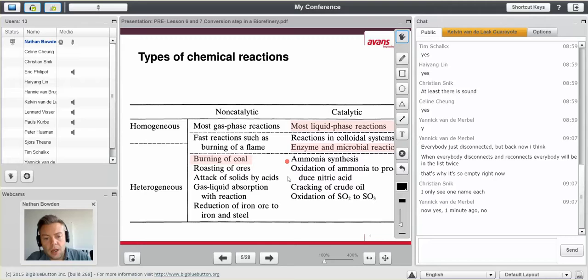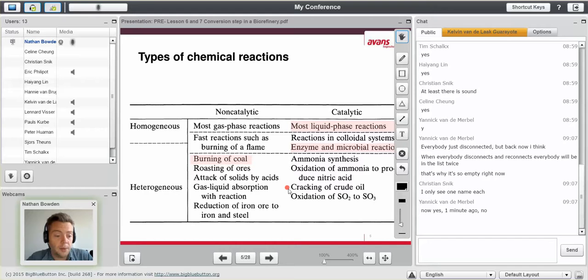A heterogeneous catalytic is, for example, ammonia synthesis, the oxidation of ammonia to produce nitric acid, the cracking of crude oil. If you didn't know that, what does cracking mean? Cracking is the industrial jargon used for the production of products from diesel, petroleum. So at very high temperatures and high pressure, they use catalysts and they crack the oil into whatever they want. And that depends on what they want, and how long they do it will produce different things. So it's a polymer.